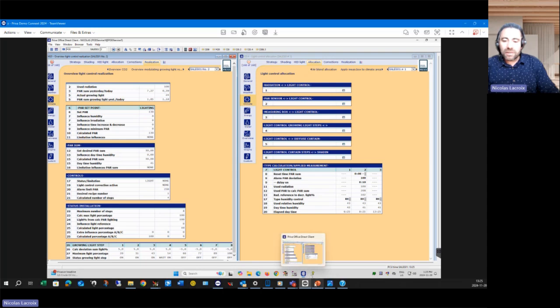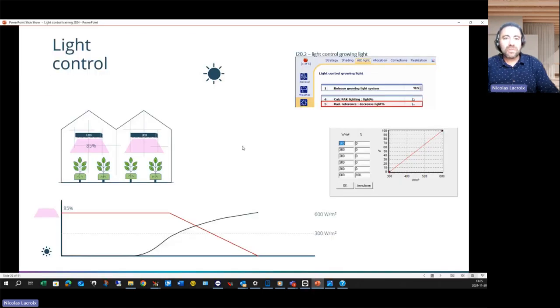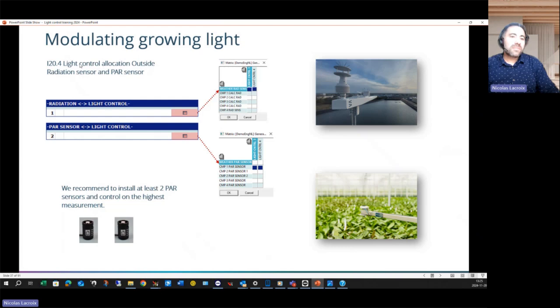Okay, so we will go to the other way to control. Now I allocate my outside radiation sensor and my power sensor. So I allocate both. We recommend to install at least 2 power sensors and control on the highest measurement. The reason is if you have some shadow on one of the sensors, you don't want the light to increase really fast or change really fast. So if you have 2 power sensors and you control on the highest one, the chance that you have shadows on both sensors at the same time is smaller.